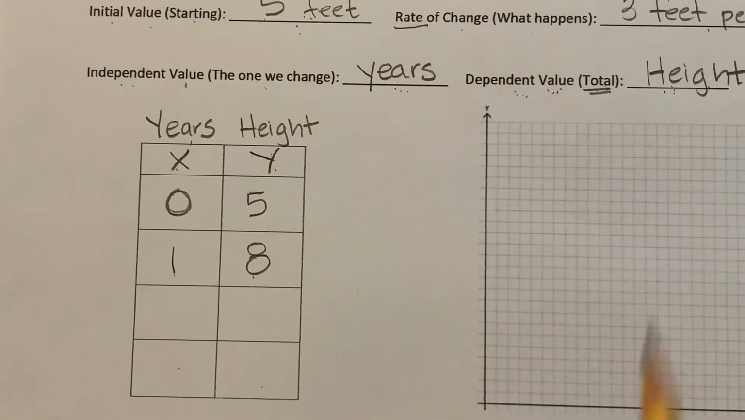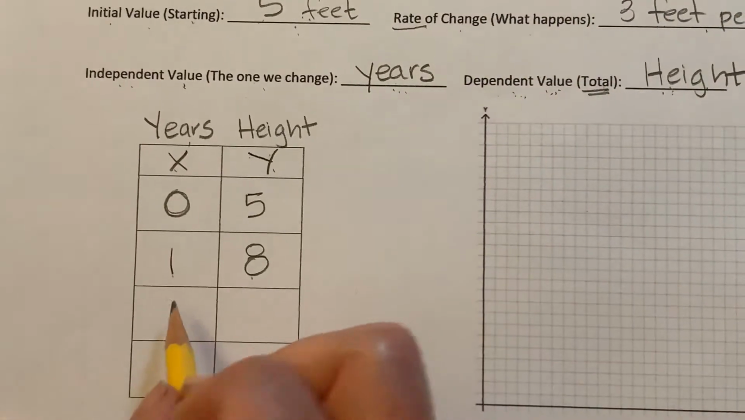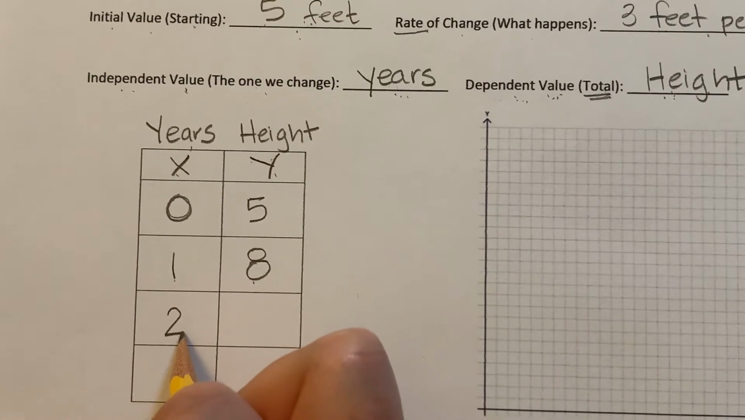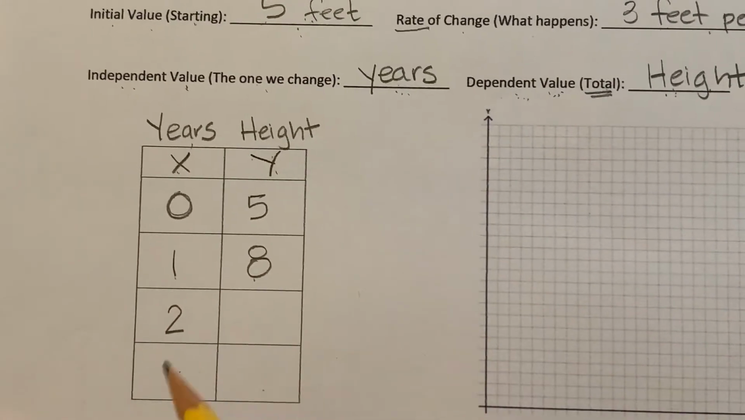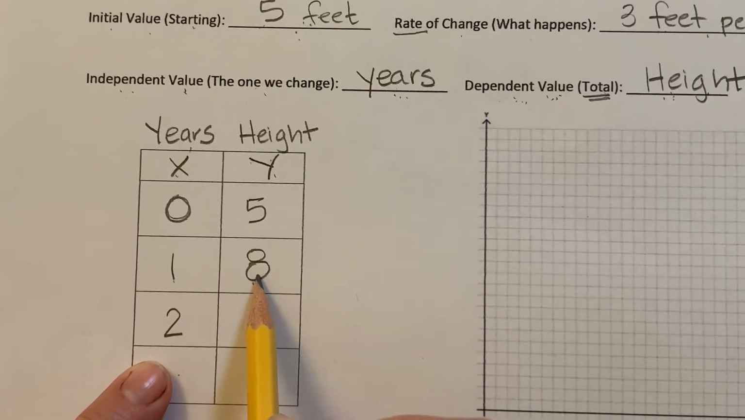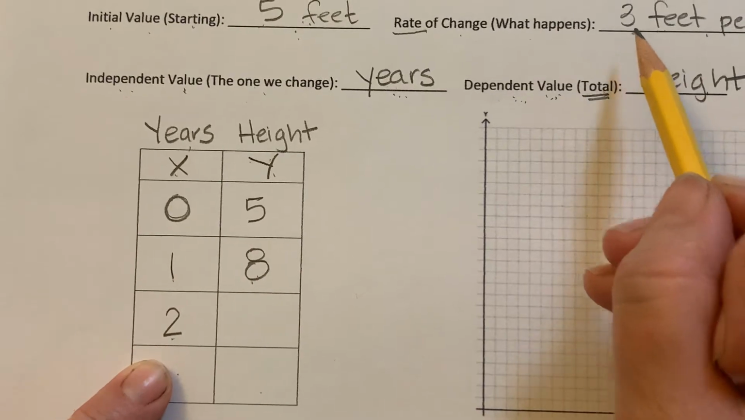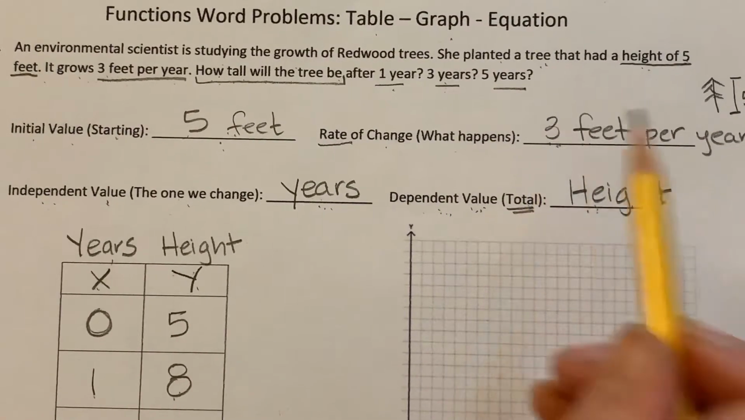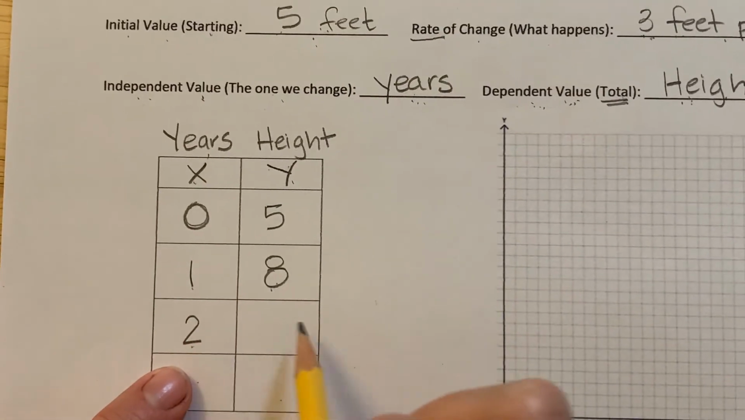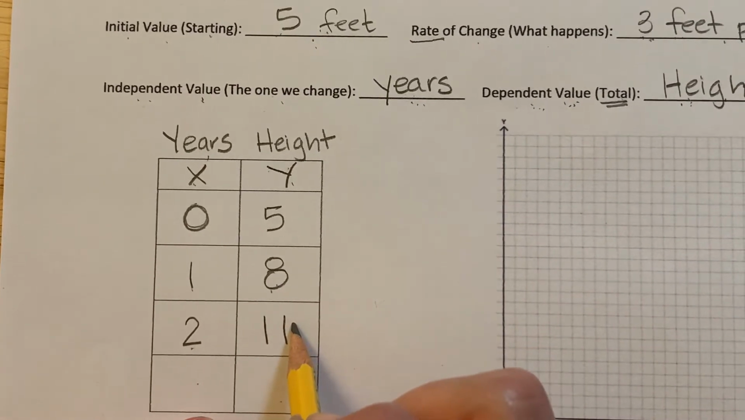Okay, now what about after 3 years? If you want, let's do 2 years first so we can get there. How about after 2 years? So it was 5 feet. After 1 year, it was 8 feet. After a second year, how much will it grow in my second year? It'll grow 3 feet. So now it'll be 11 feet. Notice how I added the 3.